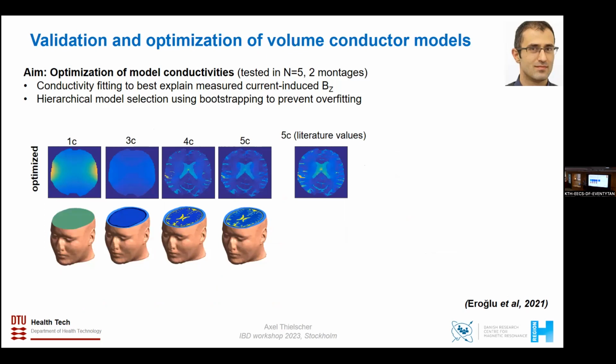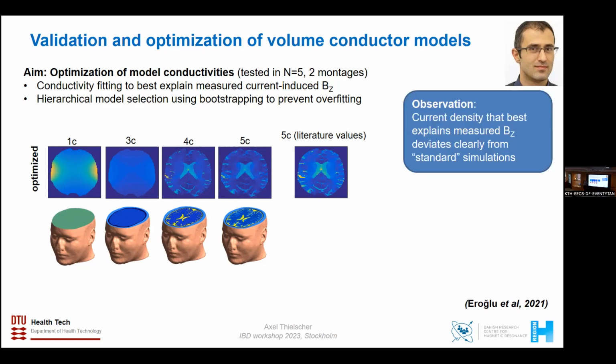In terms of what it means for the electric currents which we induce, there are clear differences. So this would be a simulation based on the literature values, and this would be now the same simulation based on our optimized conductivities in the subject. And there's a relatively clear difference in the current densities also in gray matter. So it would matter for our conclusion how strongly we stimulate. This is just proof of concept.